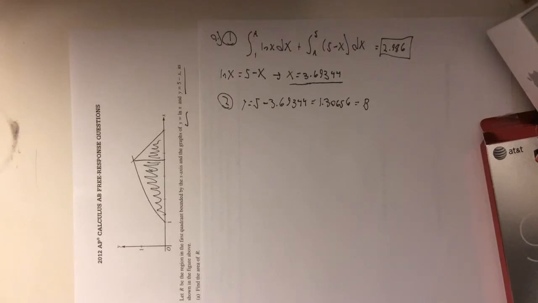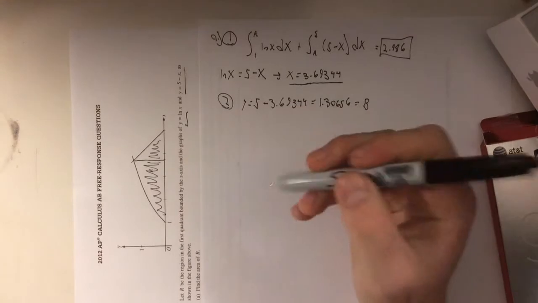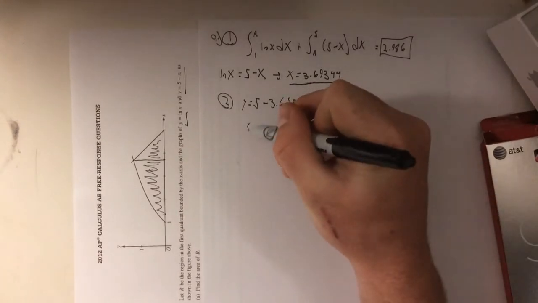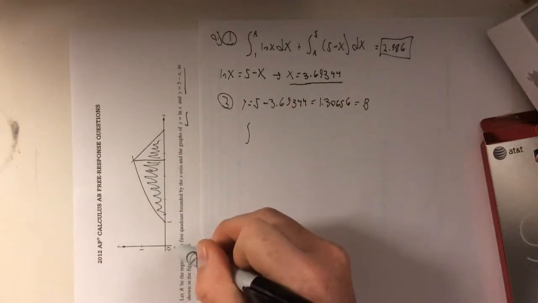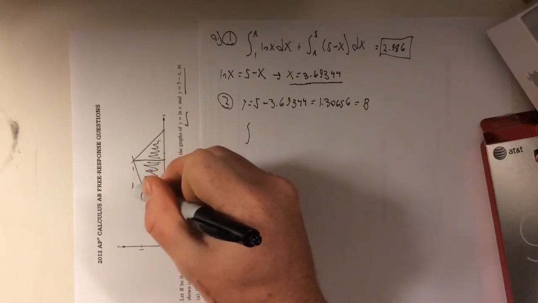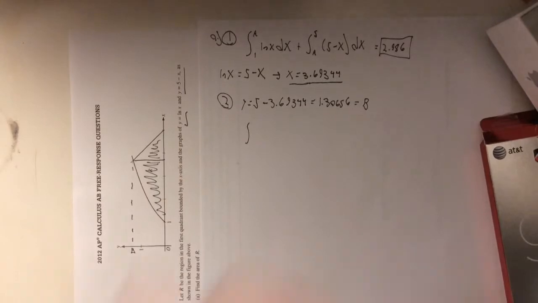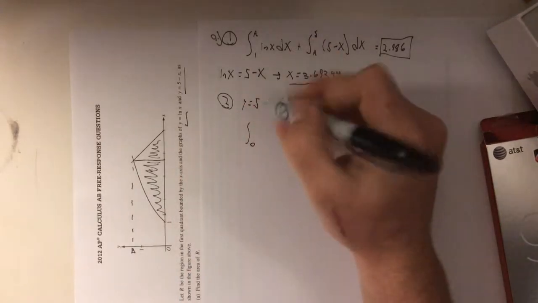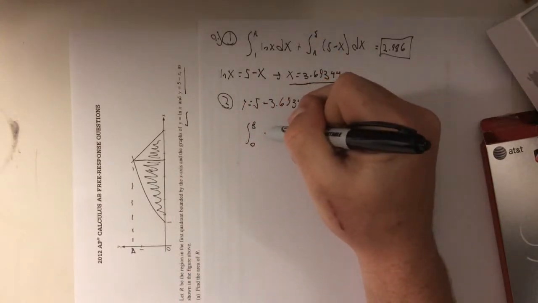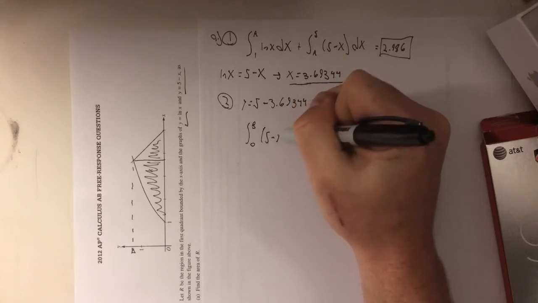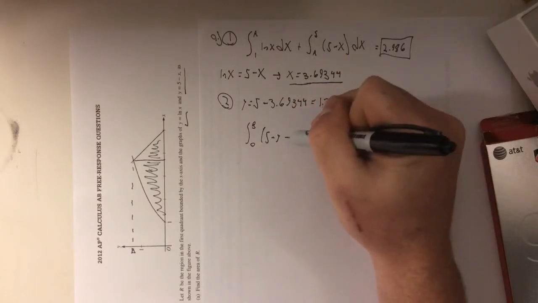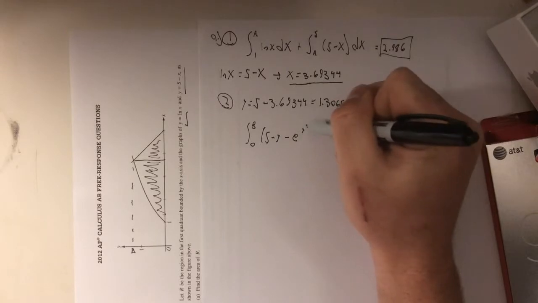And then, if you want to integrate in terms of y, I think this is the harder way personally, but it's always an option. We would just find it from 0 to B, which is this line. So from 0 to B of 5 minus y minus e to the y.